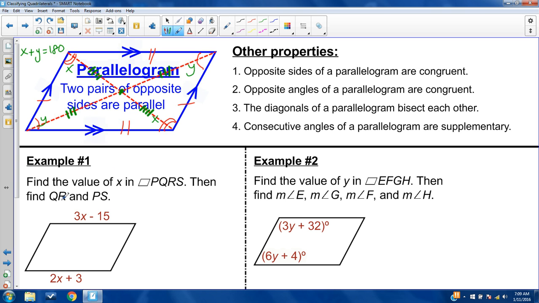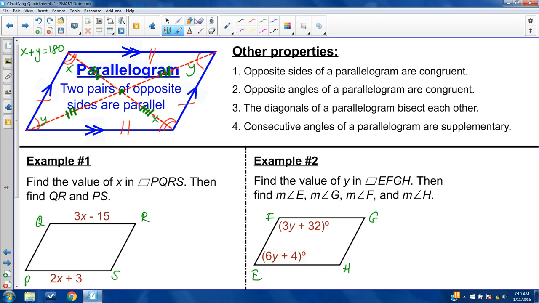So the first example here: let's find the value of x in parallelogram PQRS, then find QR and PS. This is not drawn here, let me draw PQRS, there we go, and then let's call this E, F, G, H according to this one. Something I guess I neglected.